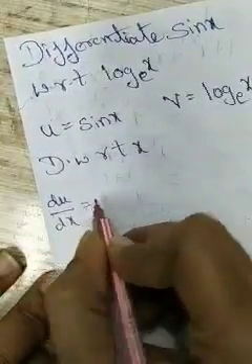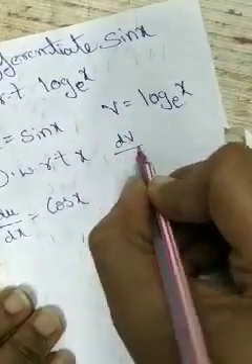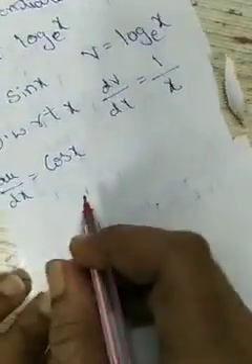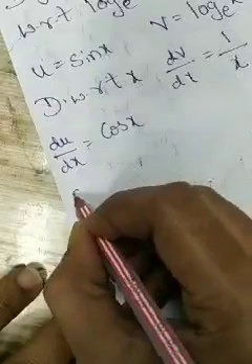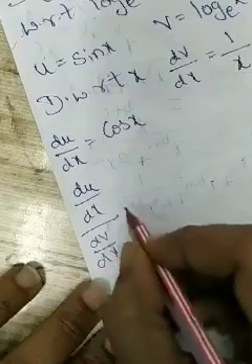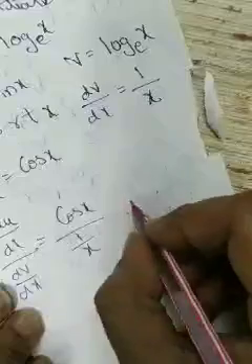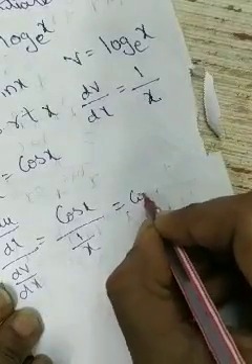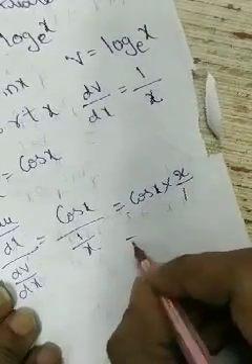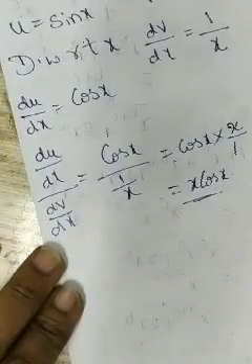du by dx is equal to sin x derivative is cos x. dv by dx is equal to log x derivative is 1 by x. So du by dx divided by dv by dx is cos x divided by 1 by x, which is equal to, it becomes the reciprocal and shifts to the numerator, x by 1, which is equal to x cos x.